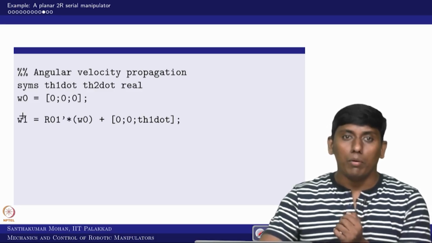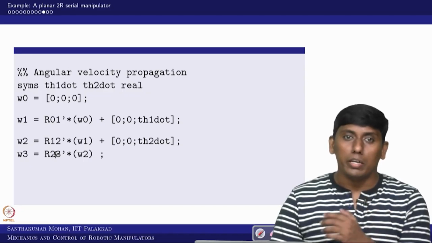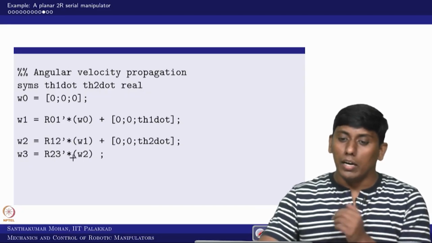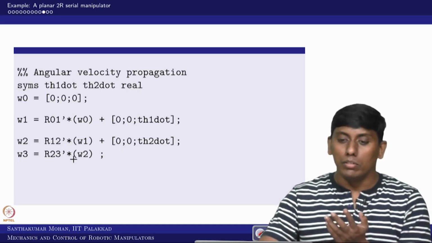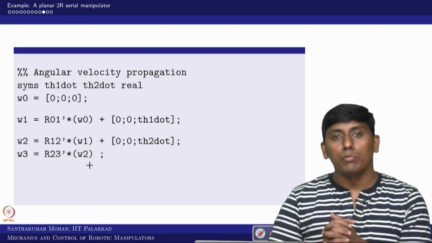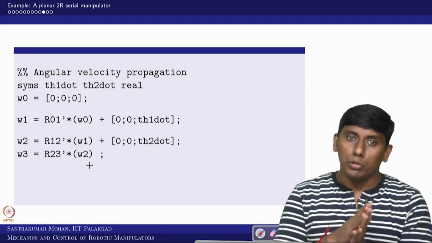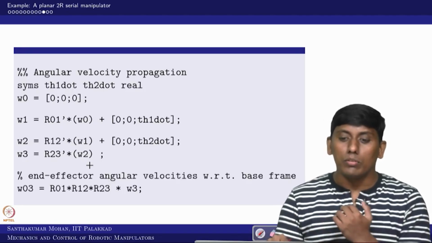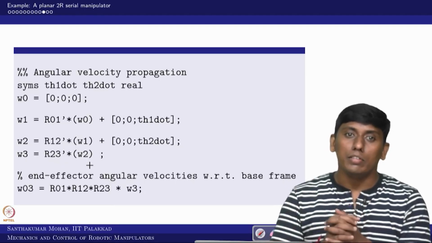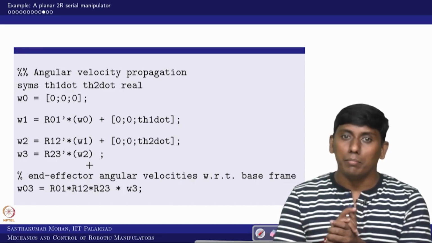So this will give omega 1, which I have written as W1. Similarly, we can calculate W2 and W3. Once you obtain W1, you can calculate W2 and W3 through this sequence. This is equivalent to omega 3 with respect to the third frame. In that sense, you can calculate the omega 3 with respect to 0. So these are the things we are trying to see in Matlab.